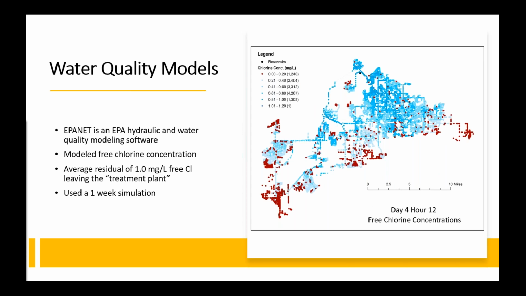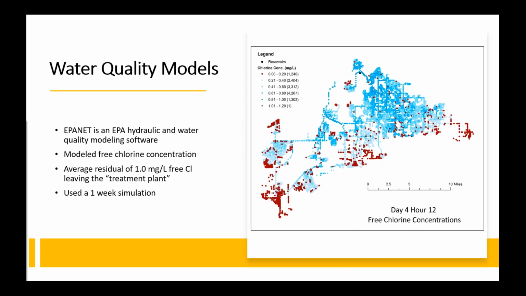For both of these networks, I developed water quality models. I did that using EPANET, which many of you may have learned about or be familiar with from the training session yesterday afternoon, East Coast time. EPANET is a hydraulic and water quality modeling software freely available from EPA. So I used EPANET 2, and I used it to model free chlorine concentration in both of these networks.